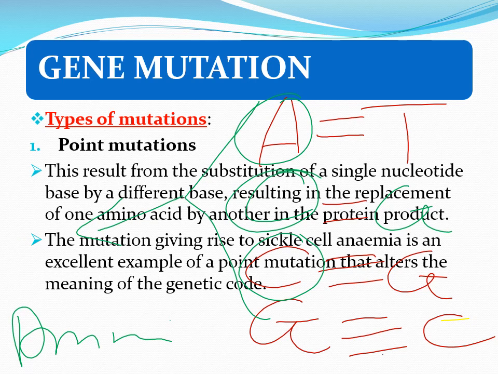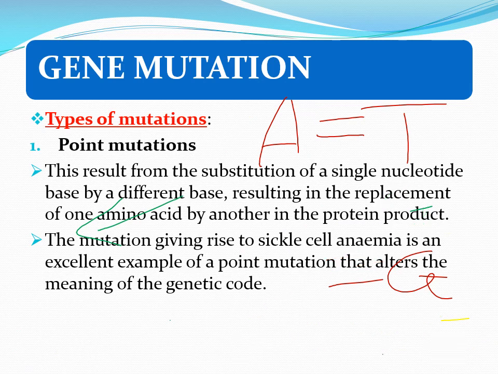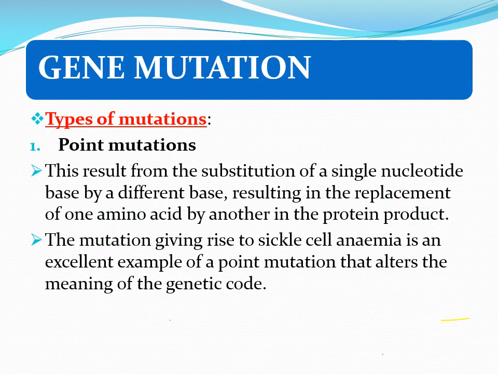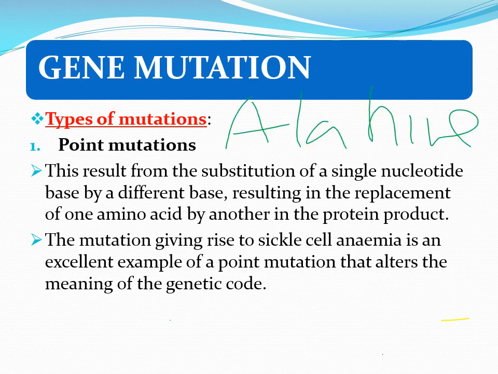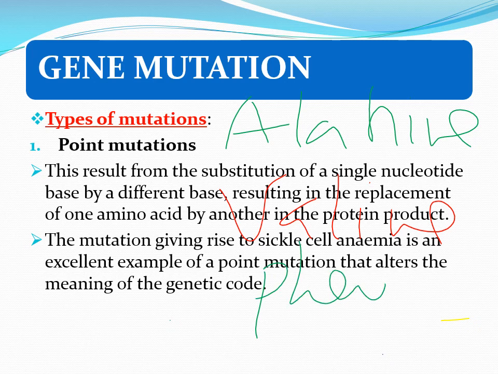For example, let me mention a few amino acids. Let's say I have an amino acid which is alanine. I have an amino acid which is valine. I have another amino acid, maybe phenylalanine. Okay, those three are enough to explain what I want to explain.